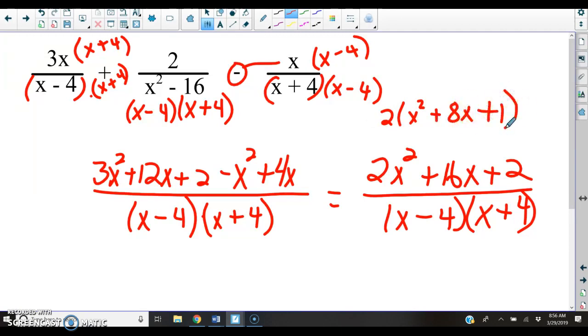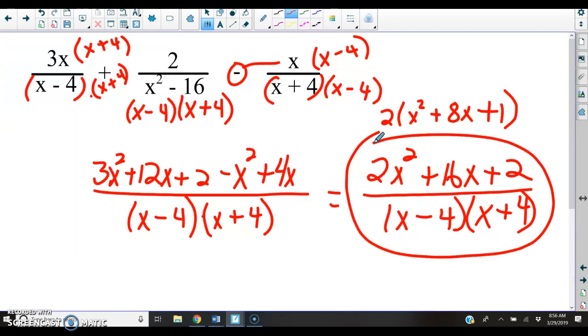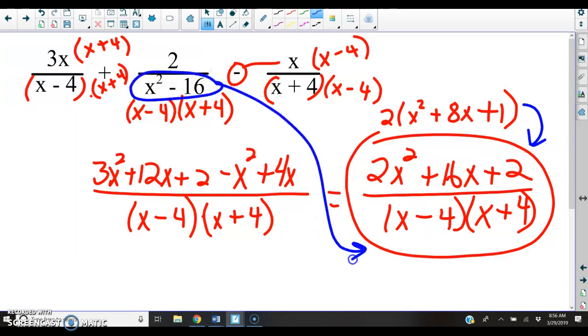If I try to factor x squared plus 8x plus 1, it will not factor to nice binomials, so I'm going to leave it. So I can leave this fraction this way. Okay, I could replace my numerator with this. I could replace my denominator with the x squared. So it's entirely up to you again. Gives you some freedom.